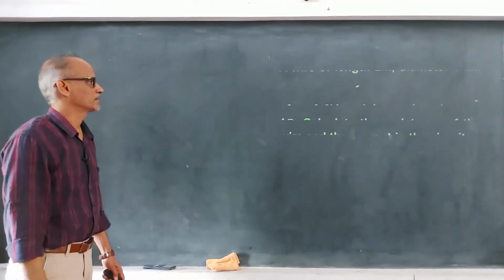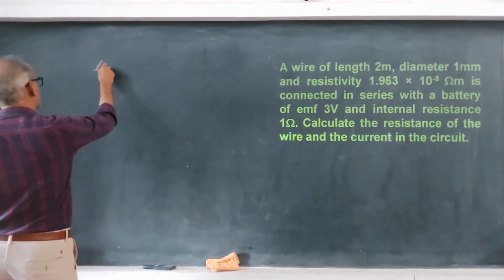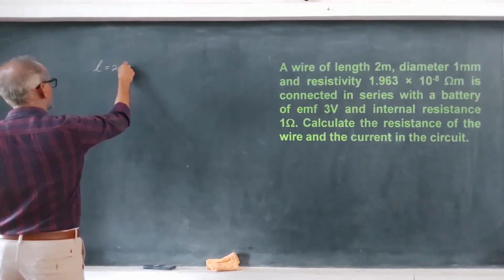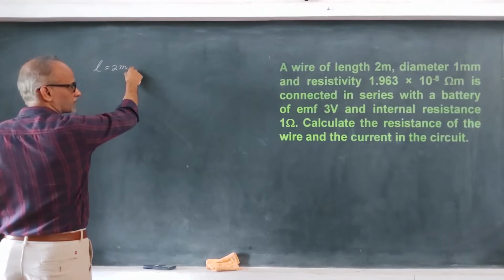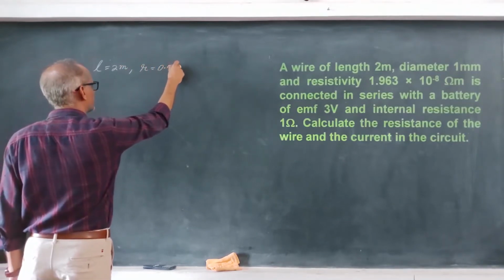Okay. So let us try the next problem. A wire of length 2 meter. So length is given, length 2 meter, diameter 1 millimeter. I will write the radius. So radius is 0.5 millimeter.